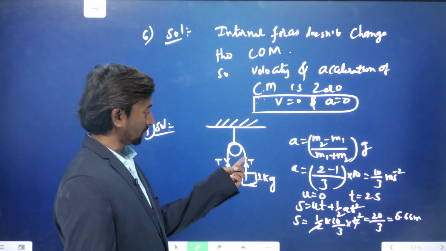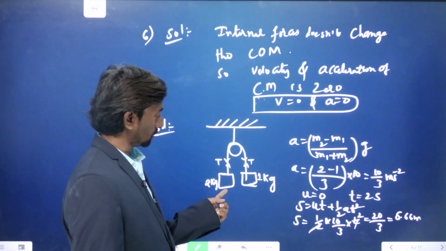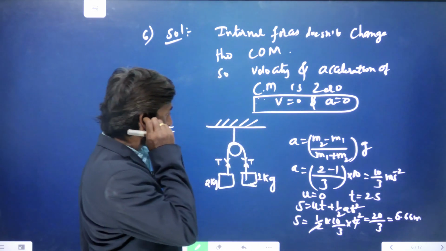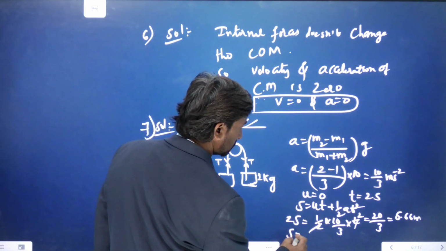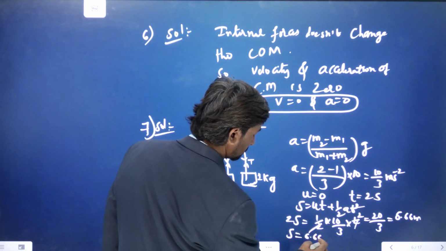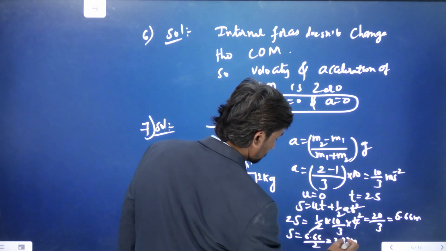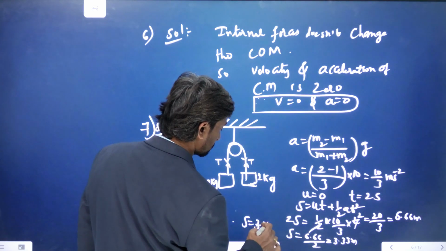So this will move S distance and this will come downwards S distance. So we'll get 2S here. S is equal to 6.66 divided by 2, which is equal to 3.33 meters. Therefore, S is equal to 3.33 meters.